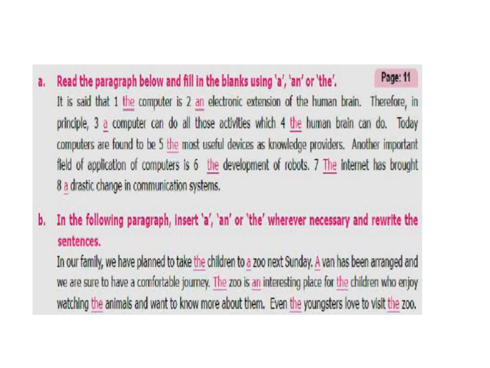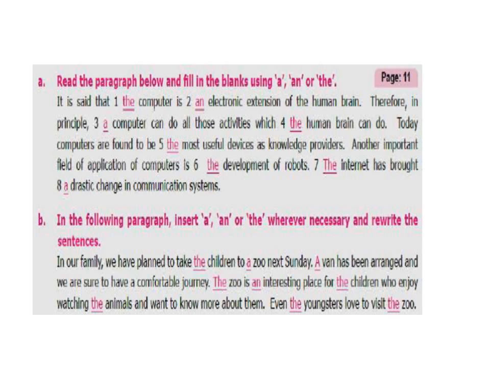Next, in this paragraph, we are going to see why we used such articles. The children. The children means they are mentioning particularly the children. To a zoo. One zoo. They are going to a zoo. Next, that means they are introducing the zoo at first. That's why they used a in front of the word zoo. A van has been arranged. Only one van has been arranged by the family, isn't it? That's why they used the article a there.